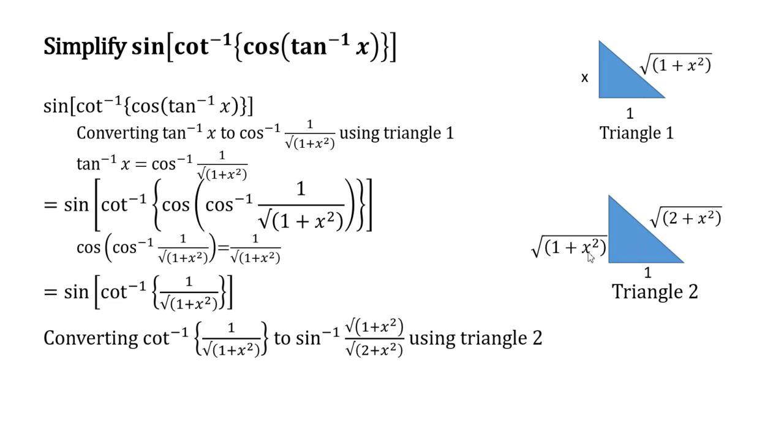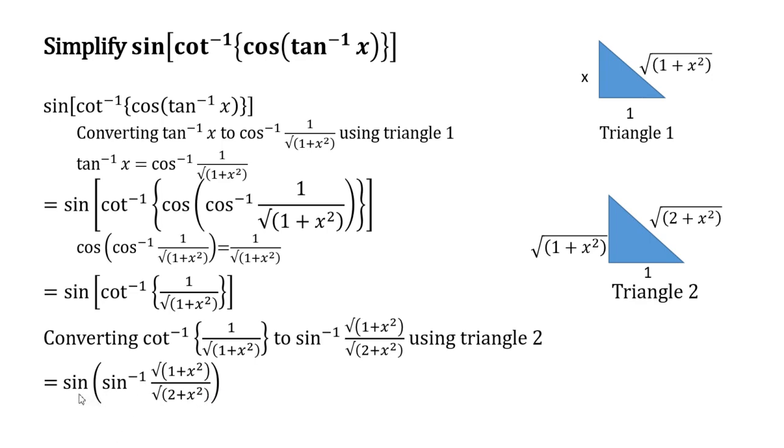Using the Pythagoras theorem, we find the value of hypotenuse as root of 2 plus x square. So substituting that, we convert cot inverse of 1 by root of 1 plus x square to sine inverse of root of 1 plus x square divided by root of 2 plus x square. We substitute that in our equation, we get sine of sine inverse of root of 1 plus x square divided by root of 2 plus x square.